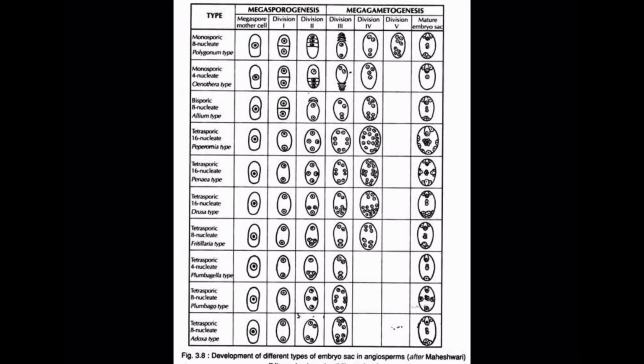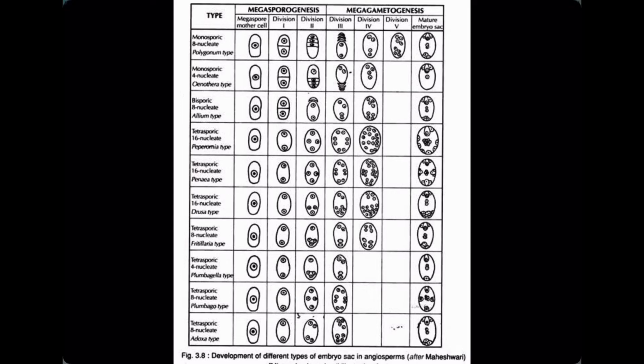This is a very important chart that we have to memorize by heart. Look at the examples of monosporic, bisporic, and tetrasporic types, and whether it is 4 nucleate, 8 nucleate, or 16 nucleate. The one we are looking for is tetrasporic, and Peperomia is actually the 16 nucleate type. That is what they have asked. The answer is number C, that it is 16 nucleate and polypolar. Next question.